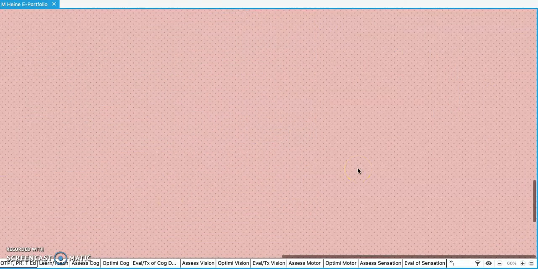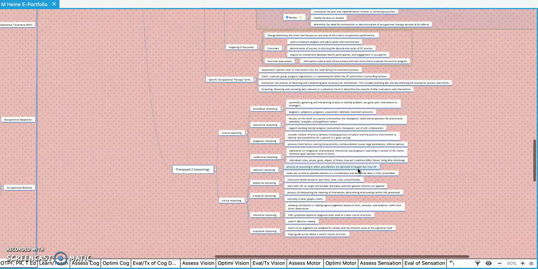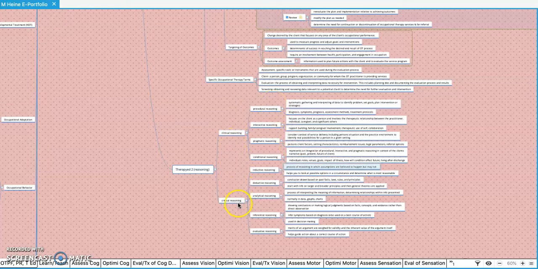And then we'll hop over to, here's our different clinical reasonings. So we have clinical reasoning and then we have critical reasoning. Our procedural, interactive, pragmatic, conditional, these are going to be our reasonings that we use on a day-to-day basis. And then we couple those with our critical reasonings, our inductive, deductive, analytical, inferential, and evaluative.